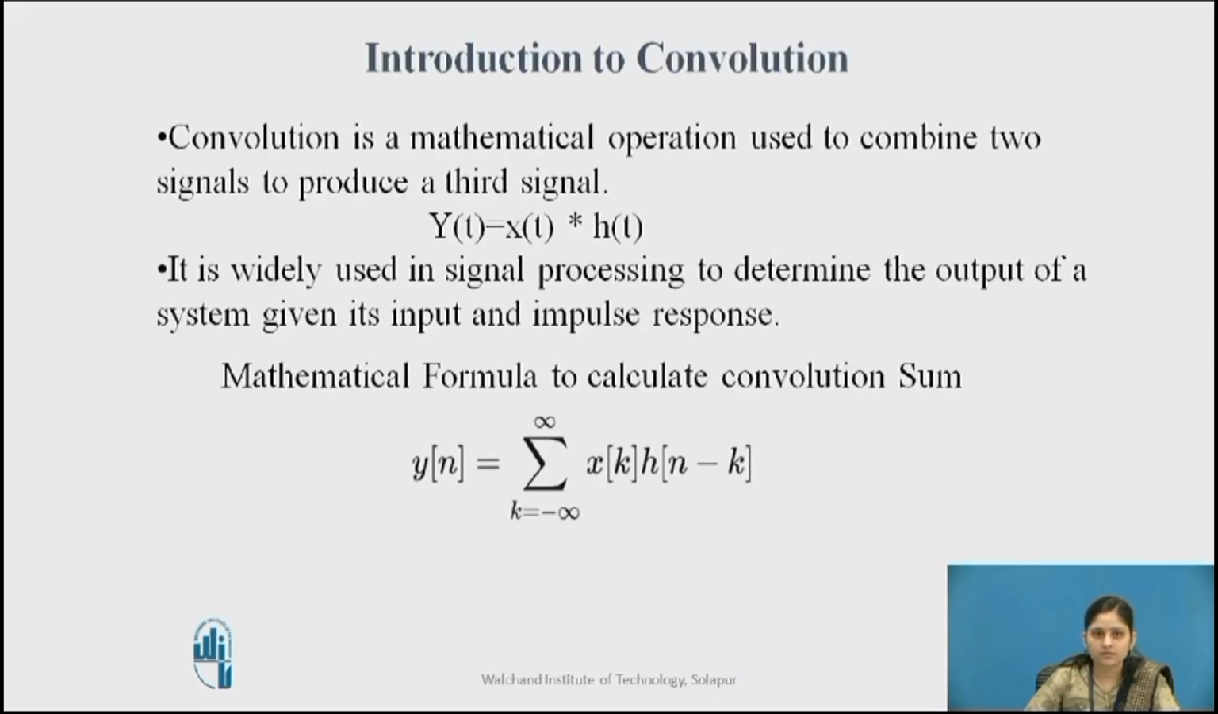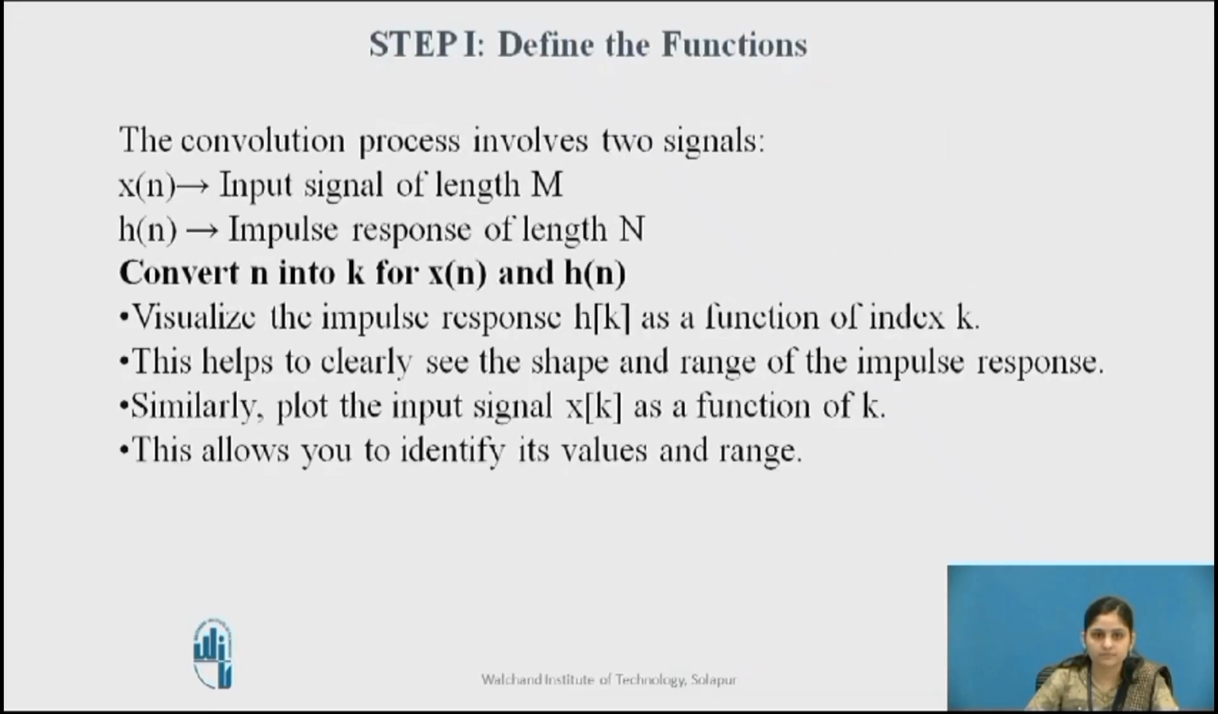So now let us understand what is convolution. Convolution is a mathematical operation used to combine two signals to produce a third signal, which is y of t equal to x of t convolved with h of t. Convolution is widely used in signal processing to determine the output of a system given its input and impulse response. The mathematical formula to calculate the convolution sum is y of n equal to summation of k equal to minus infinity to plus infinity x of k h of n minus k.